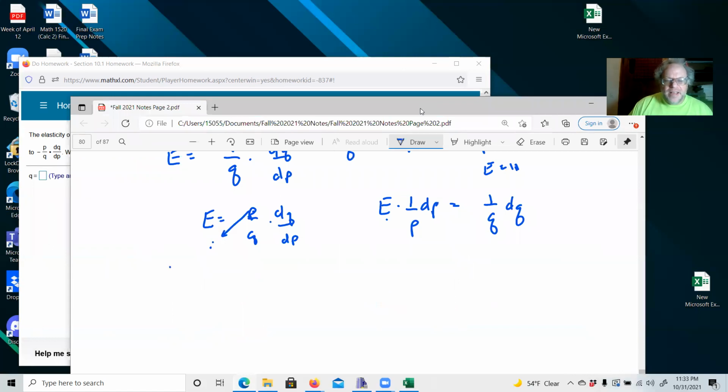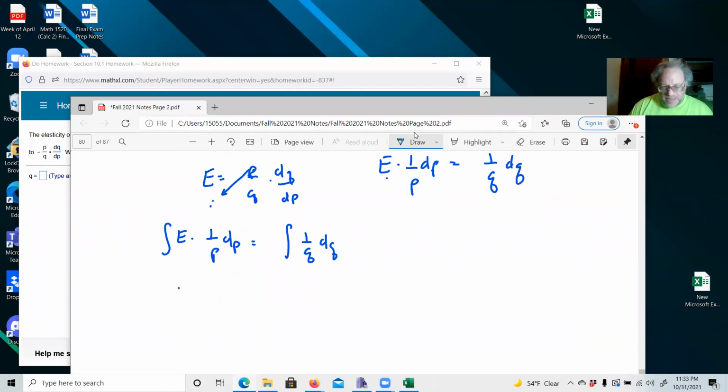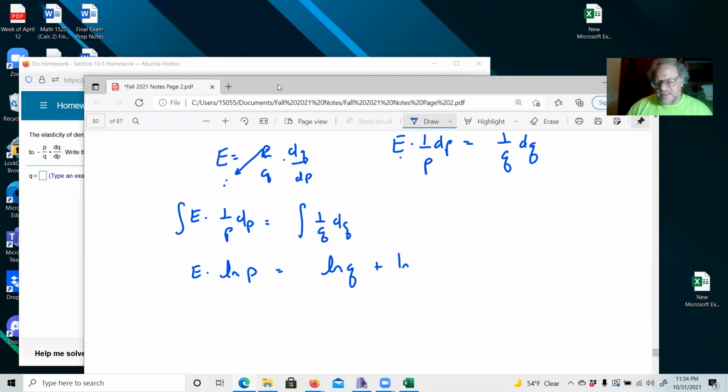So we have the integral of E times 1 over P dP is equal to the integral of 1 over Q dQ. All right, so this is going to be E times the natural log of P is equal to the natural log of Q plus a constant. They insisted that we write the constant of integration as ln C, so we're going to say this is ln C.